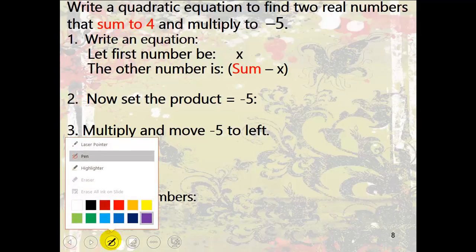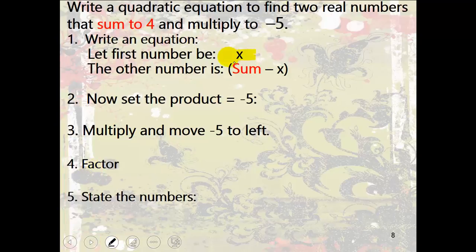All right, write a quadratic equation to find two real numbers that sum to 4 and multiply to -5. So start each problem this way. Let your first number, call it x all the time. Your other number then is whatever they sum to minus the first. So in this case, our sum is 4, minus the first is 4 minus x. So I have x and 4 minus x. Now, multiply them together, and it says that they multiply to equal -5.